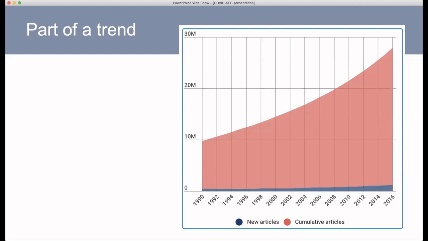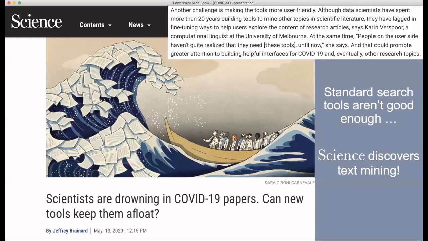So we've been working on that for a very long time. I personally started working on that in about 2003. So it is not really a new thing, but it turns out that there are actually very few scientists who are aware of this. And so I found myself talking to a journalist named Jeffrey Brainard in early May, who was curious about essentially what were the options for the scientists.